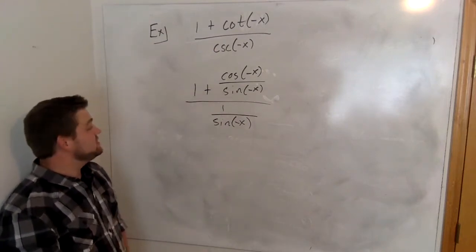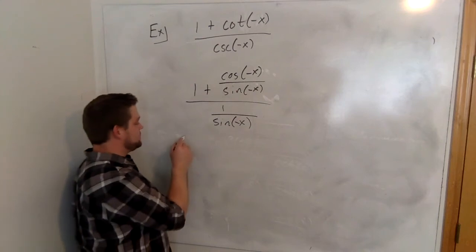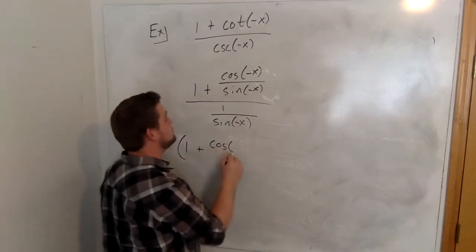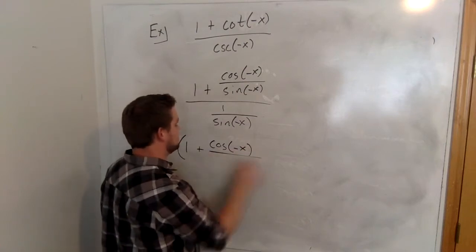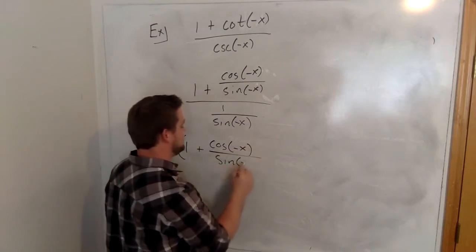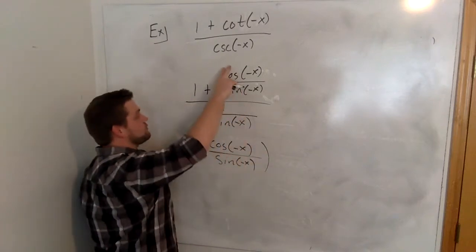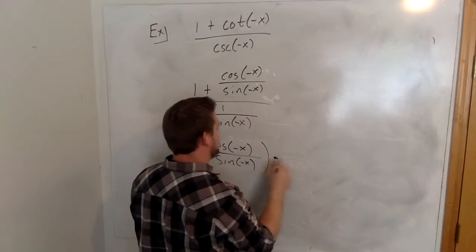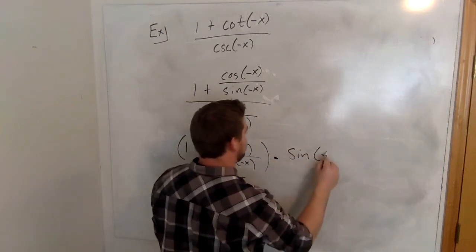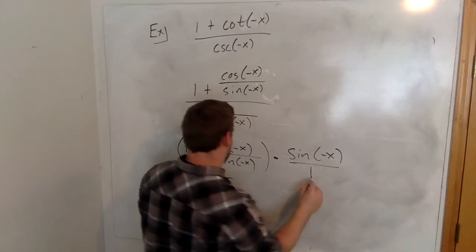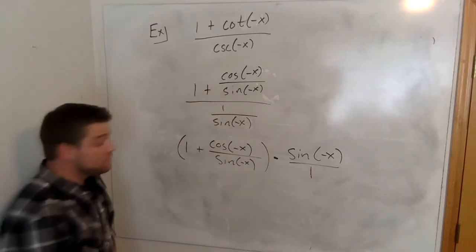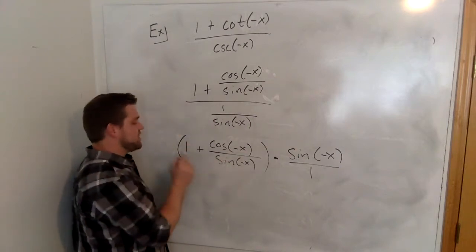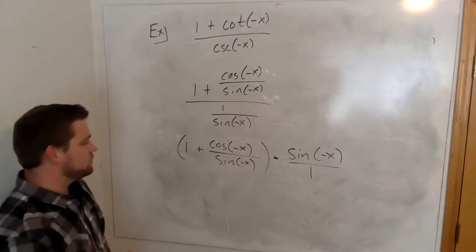Let's see what we can do here. We have a 1 plus cosine of negative x all over the sine of negative x. Since we have a fraction divided by a fraction, I can flip and multiply. So how about times sine of negative x all over 1. Be a little bit careful. We can't just cancel these sines right here because in parentheses I have a 1 plus. We need to be a little bit careful.